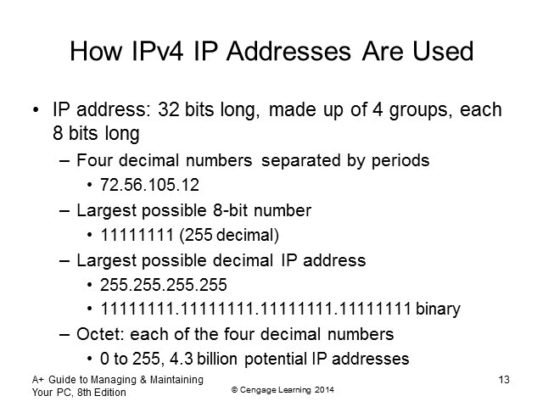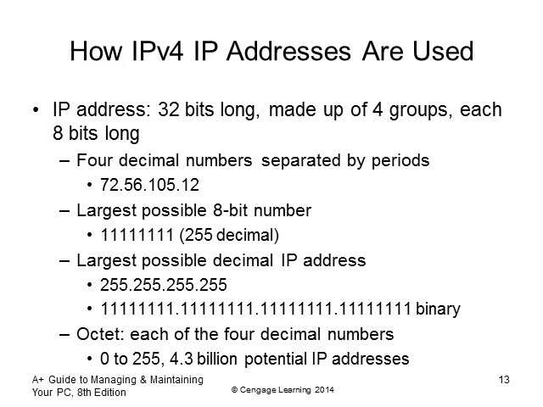IP addresses are 32 bits long, made up of 4 groups, and each is 8 bits long. So this is for your IP version 4 addresses. There are 4 decimal numbers separated by periods. So here you see 72.56.105.12, and that translates into the largest possible 8-bit number.